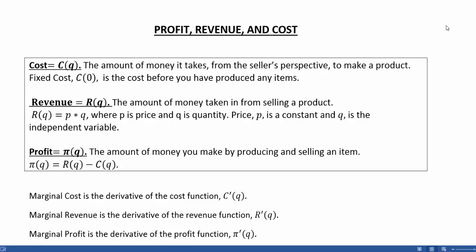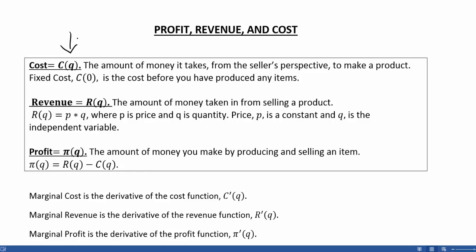In order to do that, we have to have some common language to start talking about our functions. So let's talk about the three types of functions we're going to be looking at. First is the cost equation. The cost equation is written C of Q, where Q represents quantity. Now, the cost function is going to represent the amount of money it takes from the seller's perspective to make a product. So imagine that you're going to sell ceramic llamas. So the amount of money it takes you to make these llamas before you've sold them is your cost.